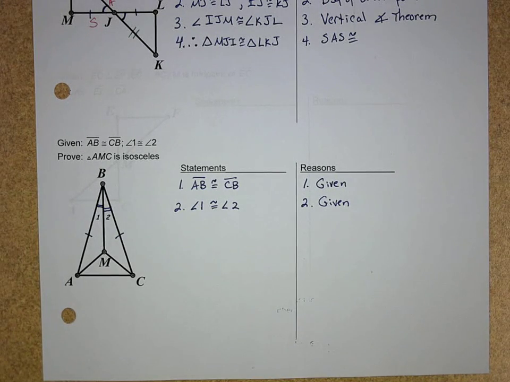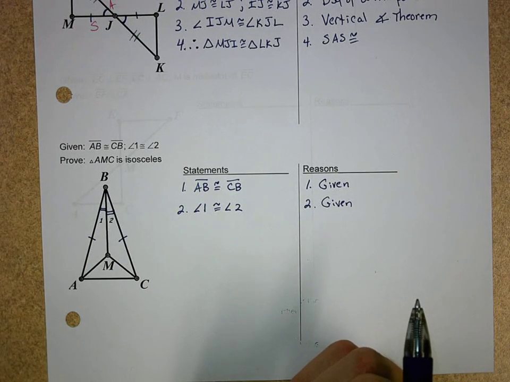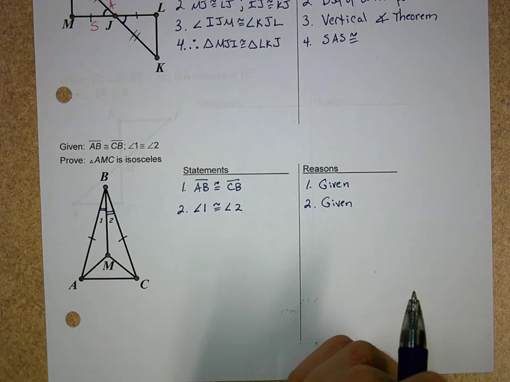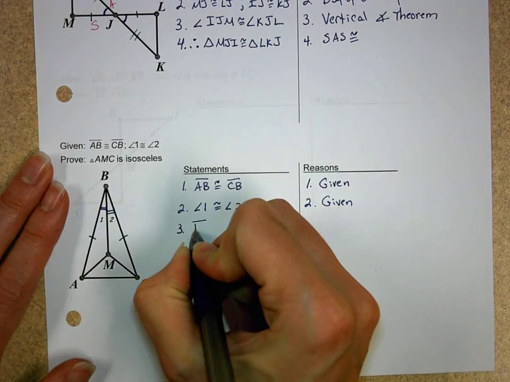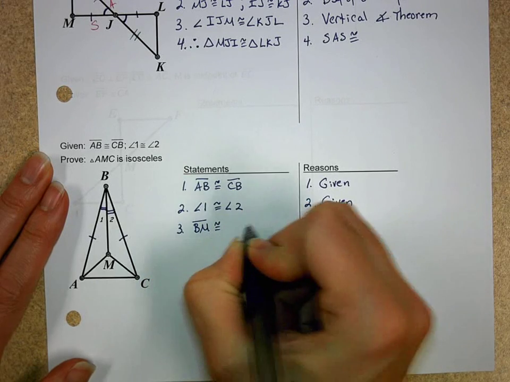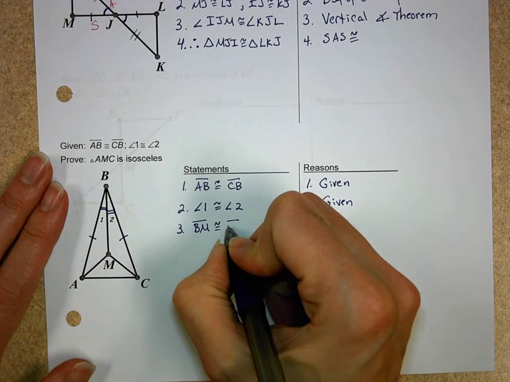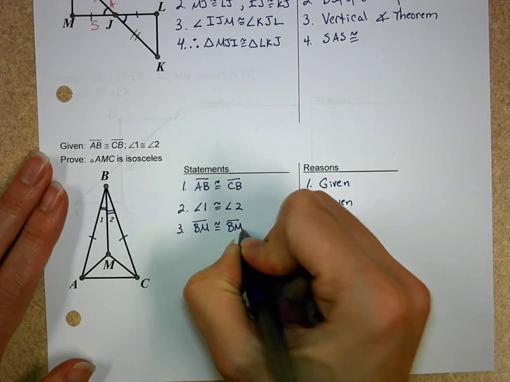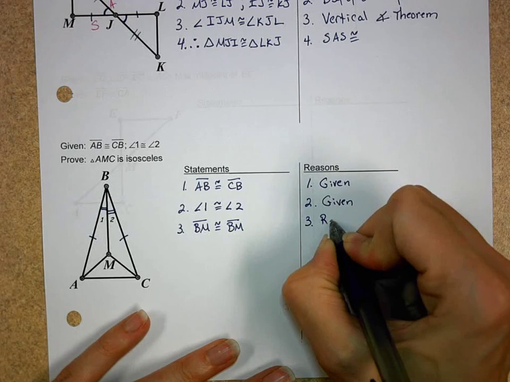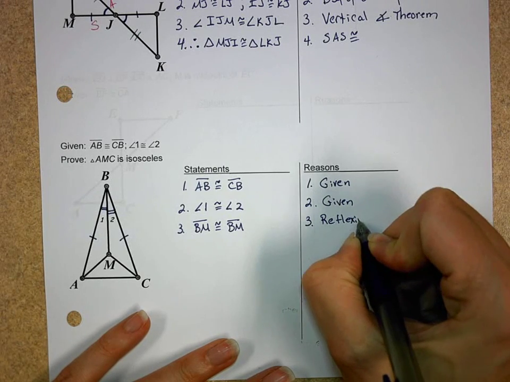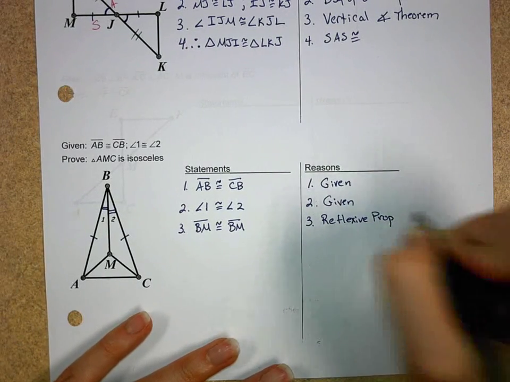Now I'm thinking, okay, I would probably like to prove two triangles congruent. So looking at these two triangles and the ones that I can work with right now, is there anything else congruent? Because I've used up my given. And the answer is yes. And most of you are really good at finding these. You said segment BM is congruent to segment BM. You can say MB if you wanted to. And that's just using the reflexive property. And yes, I do expect you to say the word property after it.